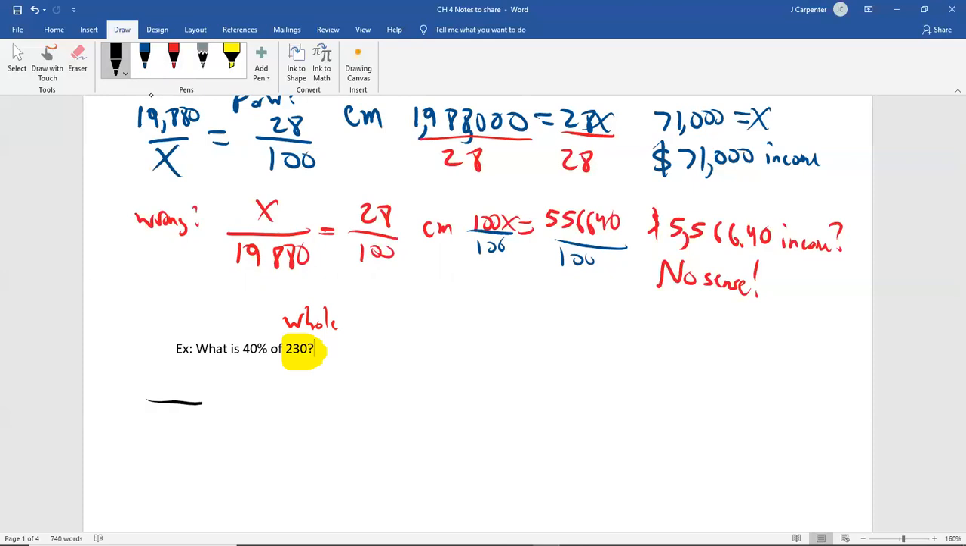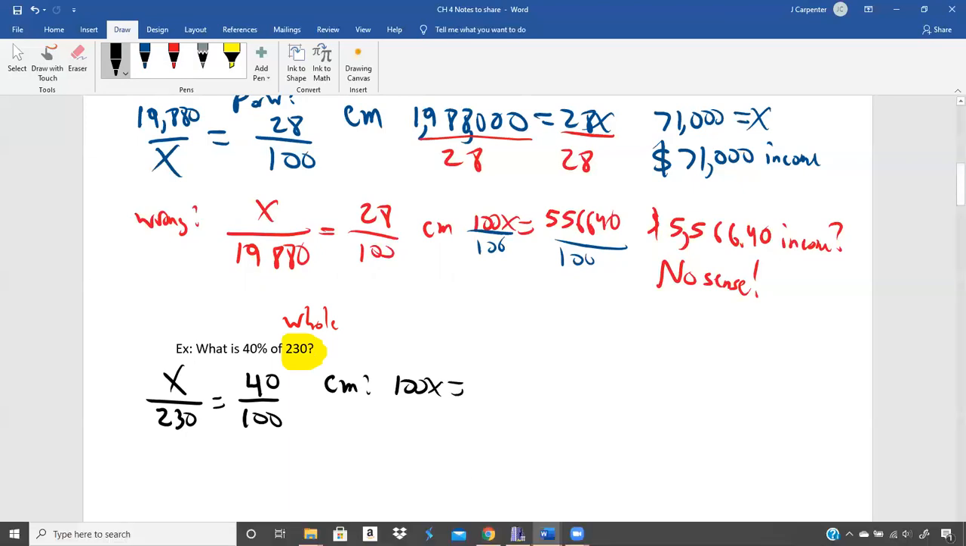So we're going to go, oops, wrong color. It doesn't matter. 230 in the bottom. That'll be equal to something over 100. The 40% is the percentage, so 40 goes in the top, not 0.4, not 4,000. It's just 40. And then the part is the unknown. We cross multiply, and we'll get 100x is equal to 40 times 230.